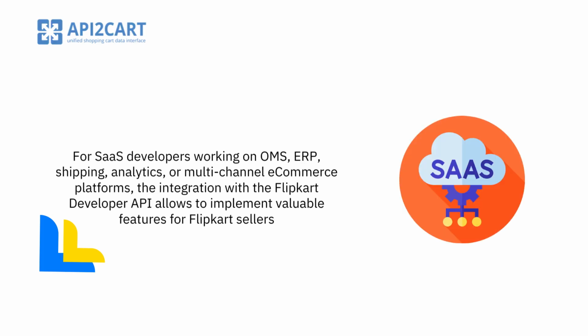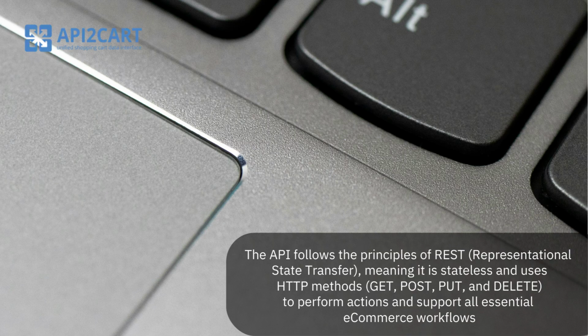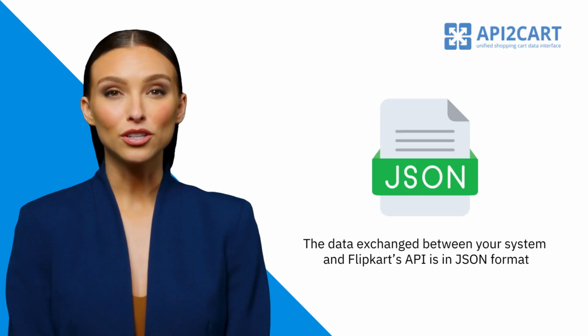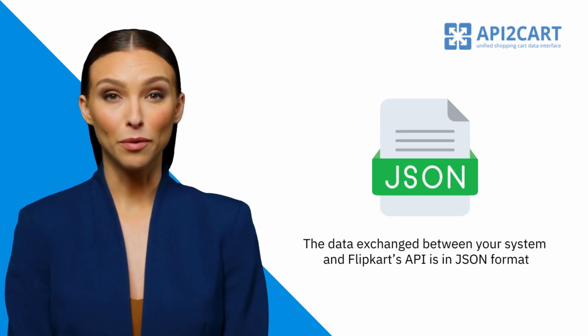For SaaS developers working on OMS, ERP, shipping, analytics, or multi-channel e-commerce platforms, integration with the Flipkart Developer API allows them to implement valuable features for Flipkart sellers. The API follows the principles of REST, representational state transfer, meaning it is stateless and uses HTTP methods GET, POST, PUT, and DELETE to perform actions and support all essential e-commerce workflows. The data exchanged between your system and Flipkart's API is in JSON format.